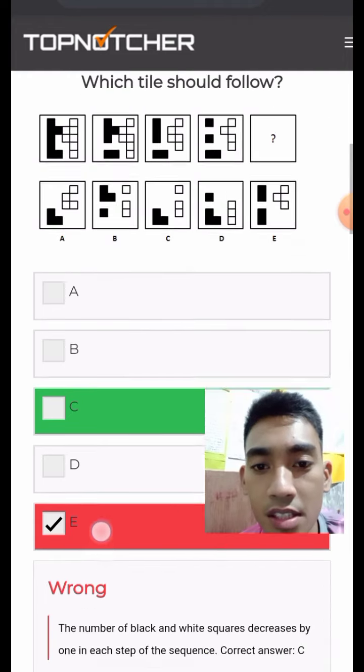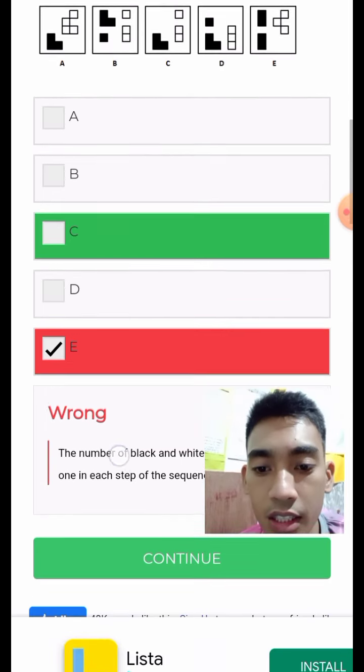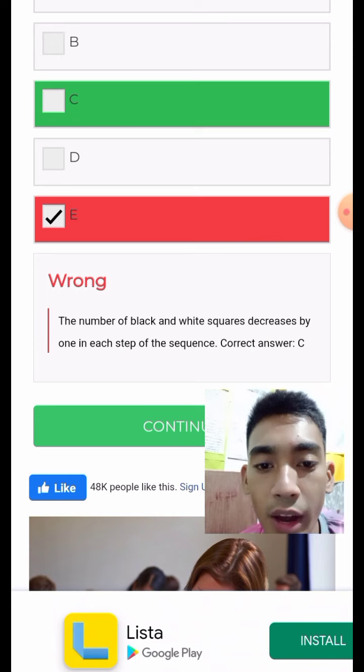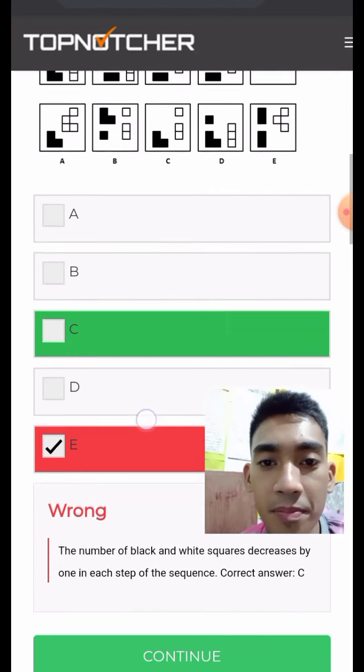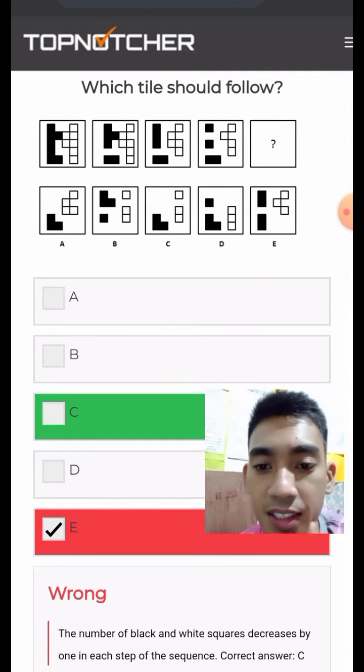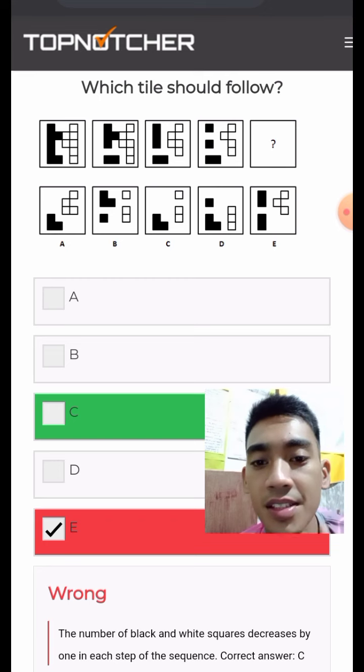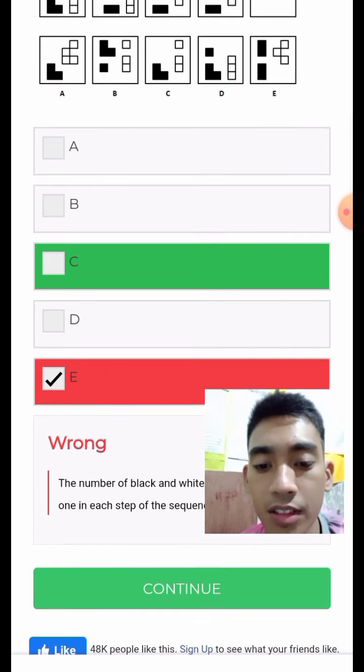Okay. C. Why? The number of black and white squares decreases by 1 in each step of the sequence. So C decreases. Continue.